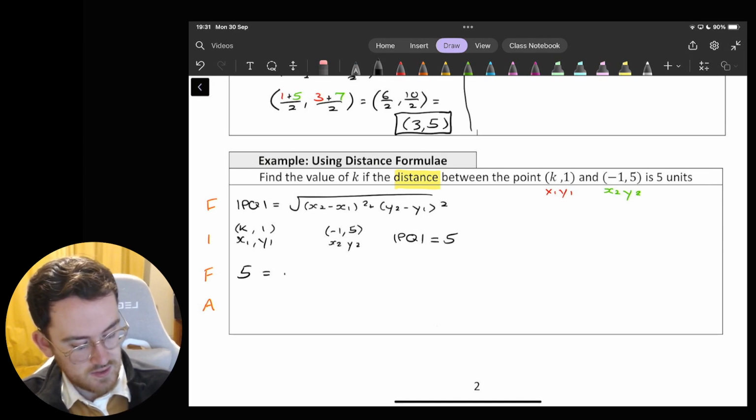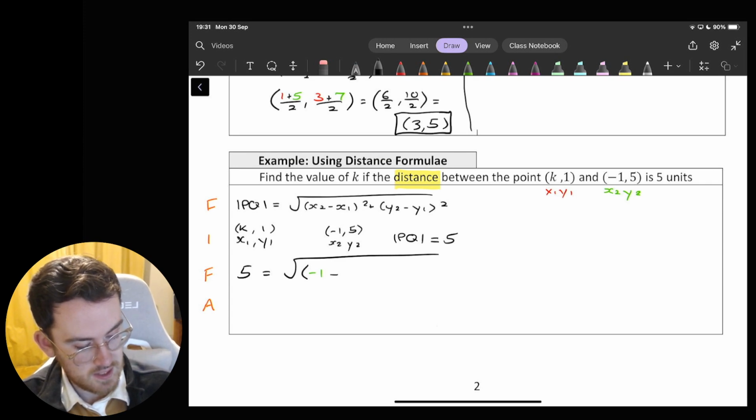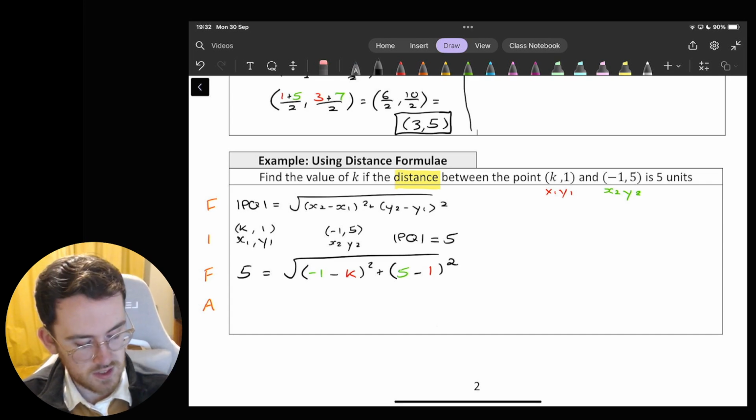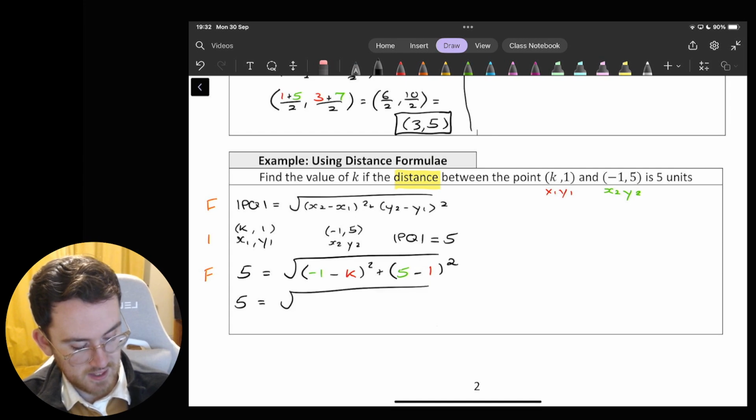So 5 is equal to the square root of, and that's going to use my colors again, minus 1 minus k, so the minus there from the formula, plus y2, 5 minus 1 squared. Okay, now I can see here, I'm going to just do some of those individual sums, but I can also see that there is a square root that I'm going to have to get rid of as well. So we're kind of thinking ahead as to that.